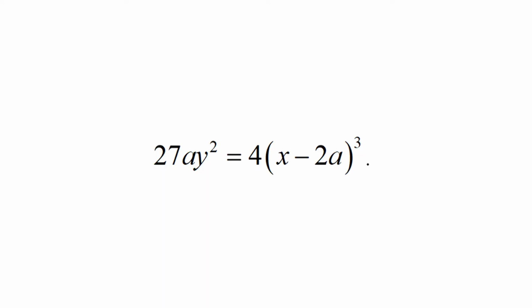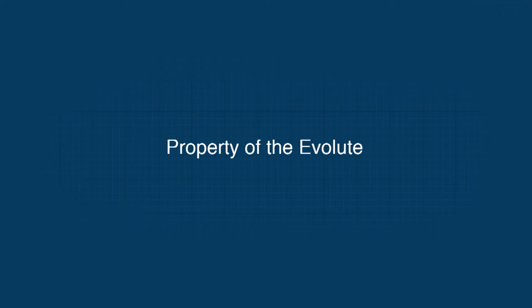It is a common practice that instead of uppercase letters X and Y, we use lowercase letters. Hence, the evolute of the parabola y squared is equal to 4ax is 27a y squared is equal to 4 times (x minus 2a) all cubed. We now discuss a property of the evolute. Theorem: the normal at a point to a curve is the tangent at the center of curvature to its evolute.